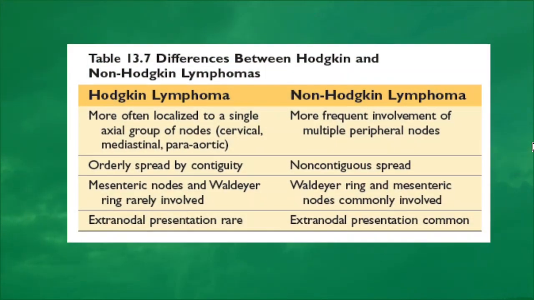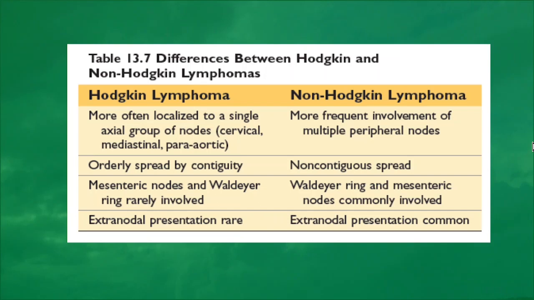Look, non-Hodgkin lymphoma is called so because it's not Hodgkin. The main differentiating factor is the Reed-Sternberg cell. Reed-Sternberg cells are large neoplastic cells seen in Hodgkin lymphoma. But there are other important differences between the two.